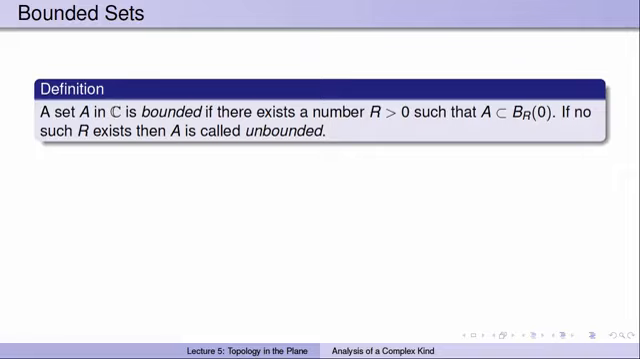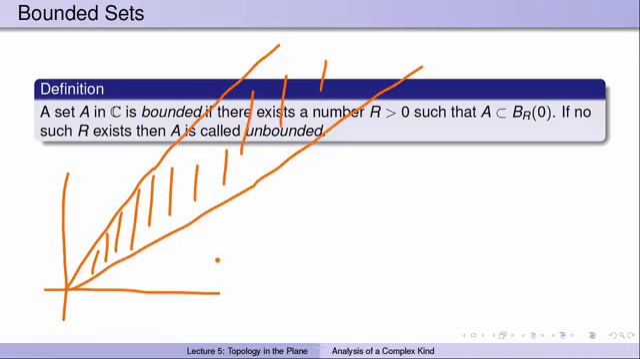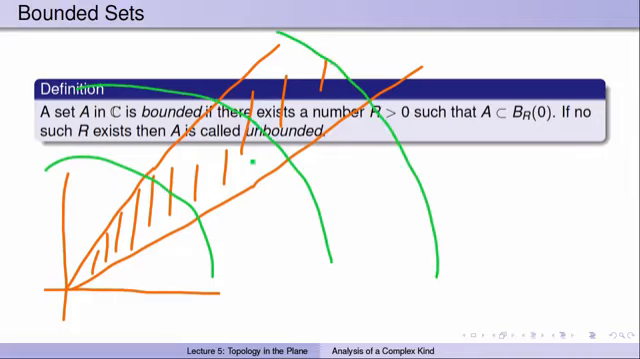On the other hand, a set for which I cannot find such an R is called unbounded. So what are examples of unbounded sets? Here's one example. Suppose I take 2 radial segments, and A is the set between these 2 radial segments. Well, that keeps going and going. No matter what radius I choose, I'm just not going to capture it all because it just keeps going. So this set would be an example of an unbounded set.